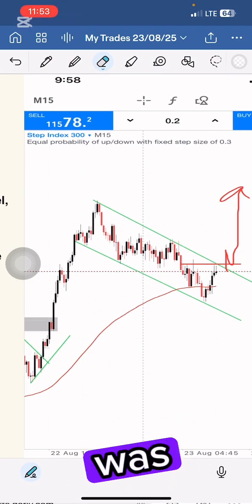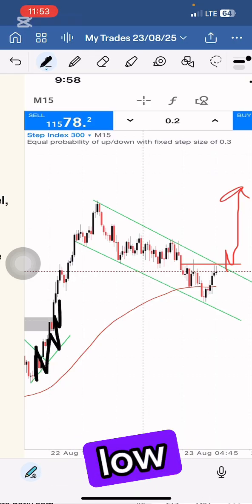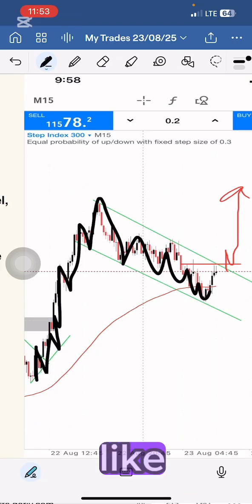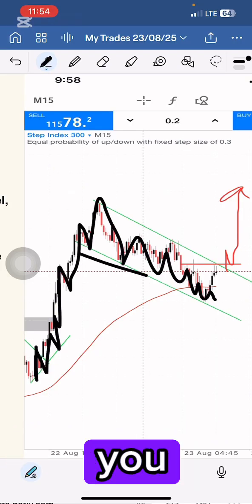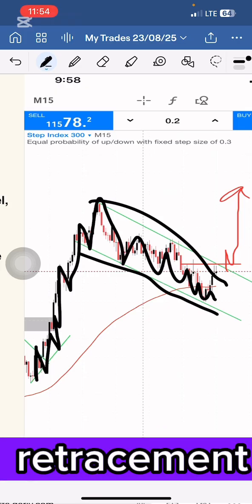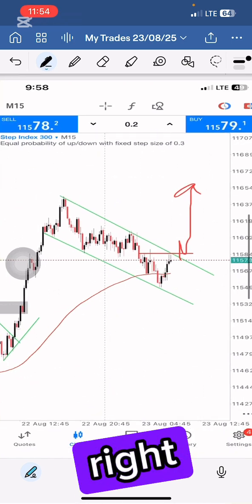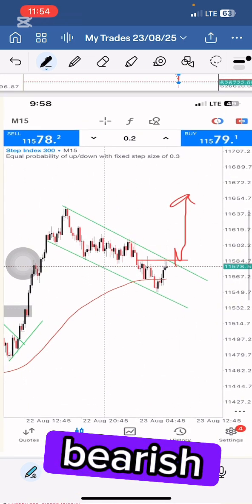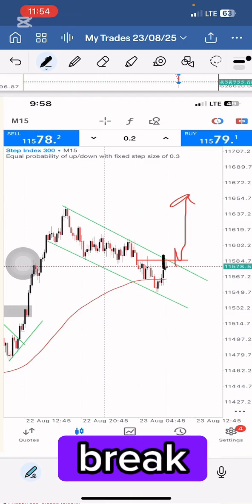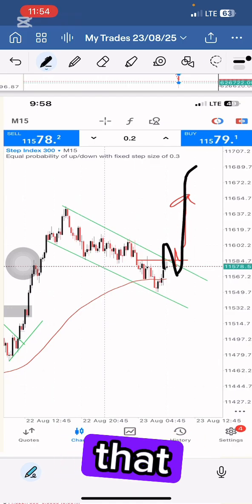So the price was pushing up here, high, low, high, low, high, low, high, low, high, low, high, and then started dropping like this. Whenever you see this, you know that this is just a kind of slow retracement, and that is what we call a bearish flag, right? It is a bullish flag rather. So what you need to do is wait for price to break out here, retest, and then you buy.